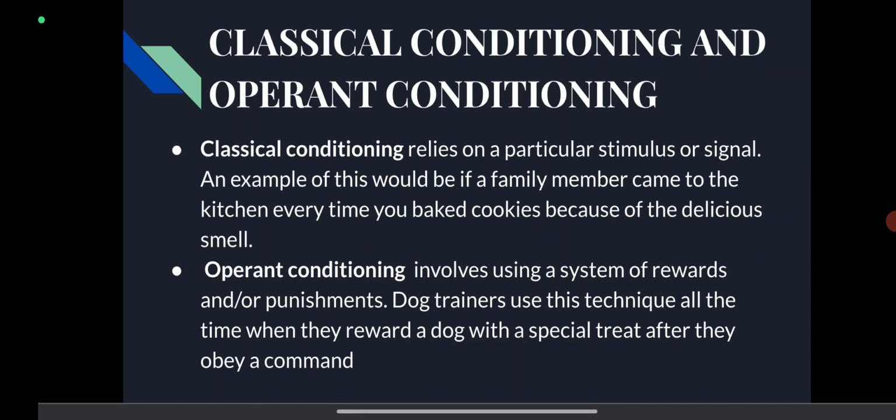Classical conditioning relies on a particular stimulus or signal. An example of this would be if a family member came to the kitchen every time you baked cookies because of the delicious smell. Operant conditioning involves using a system of rewards or punishments. Dog trainers use this technique all the time when they reward a dog with a special treat after they obey a command.